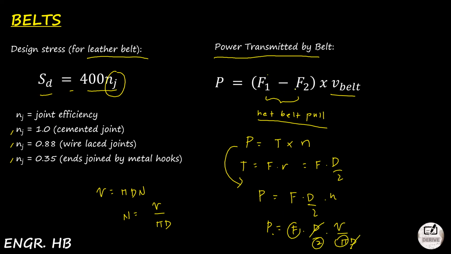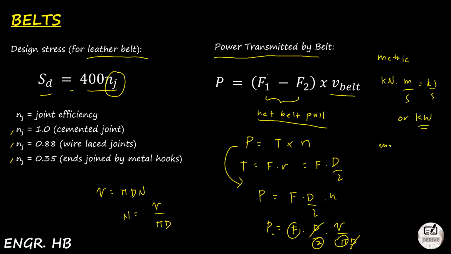And how about naman sa unit analysis? So, sabihin na natin sa metric muna. So, ang force natin is in kilonewton. And of course, ang velocity ng belt nasa meters per second, and that will be kilojoules per second or kilowatts. So, that is the unit of the power.